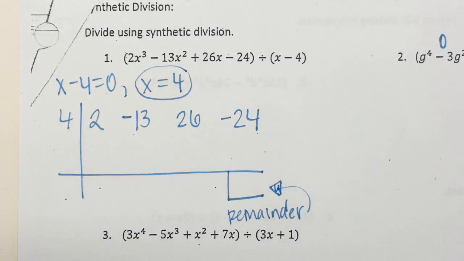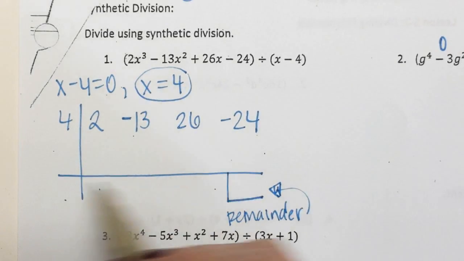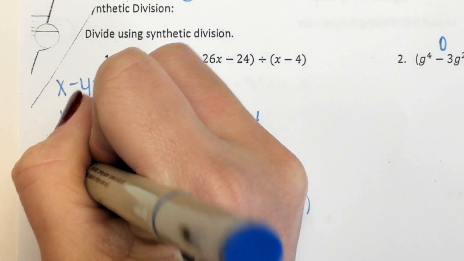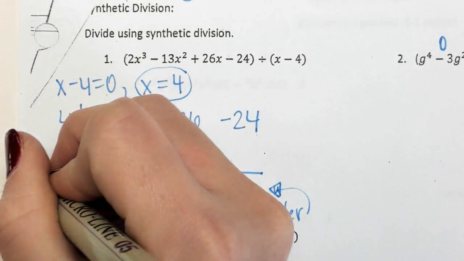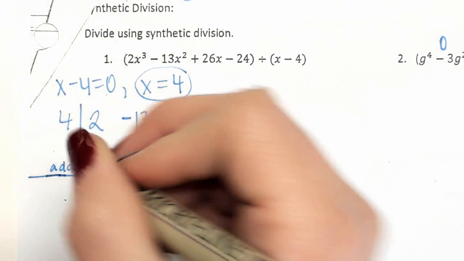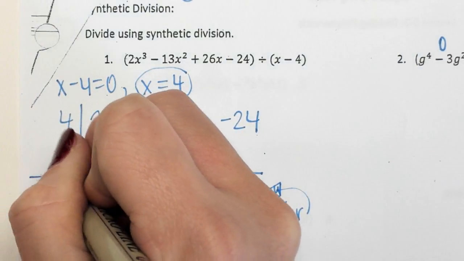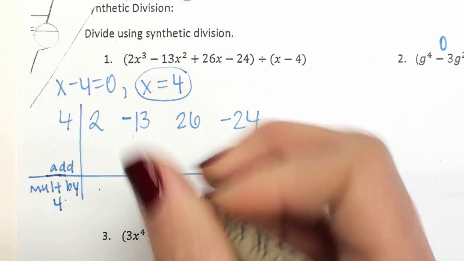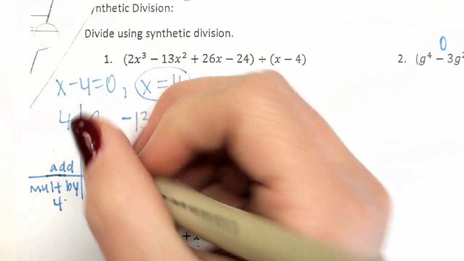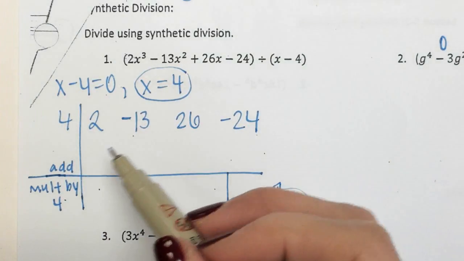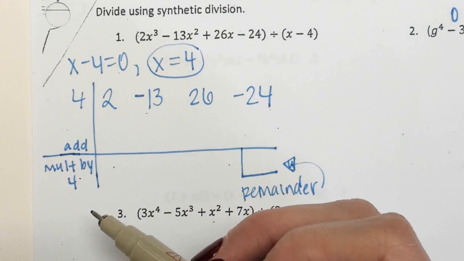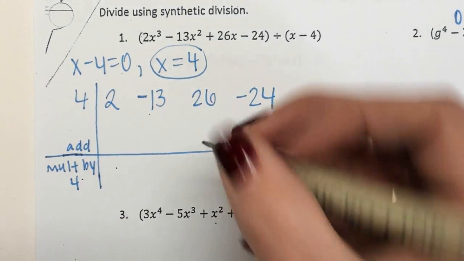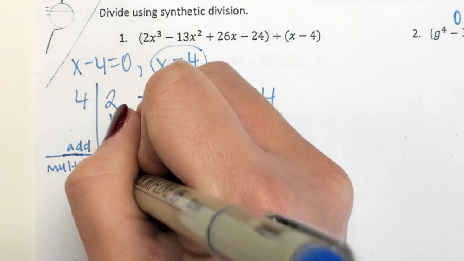Alright, anything above this line, the horizontal line, you're going to add together. So put add above it. So you remember, anything above the line, you're going to add together. Anything under the line, down here, you're going to multiply by this number, 4. So anything above the line, add together. Anything below it, multiply by 4. First thing you're always going to do every single time is bring this number down, the first one underneath the line.